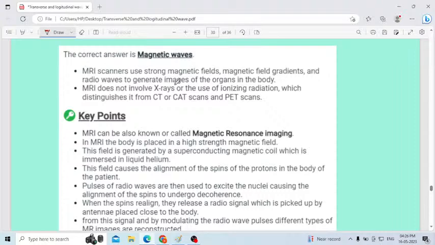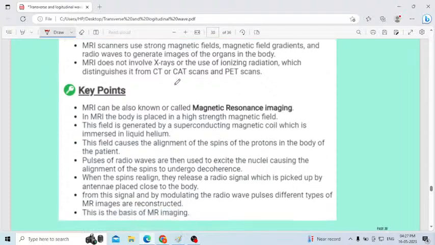MRI is the most powerful scan compared to the X-ray, because even small tissues in our body get scanned in the MRI. That's why the cost of an MRI scan is more compared to the X-ray. Here I have given a few very important key points about the MRI scan. Revise that one.